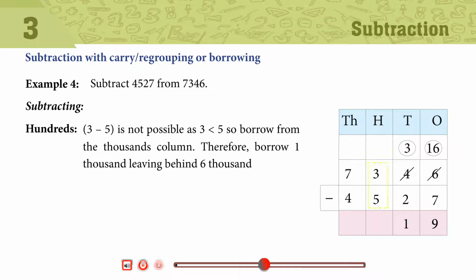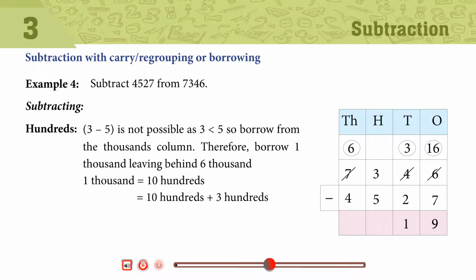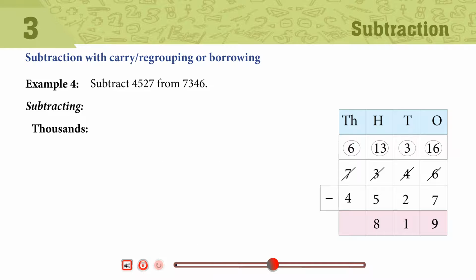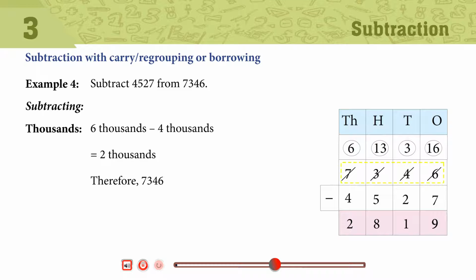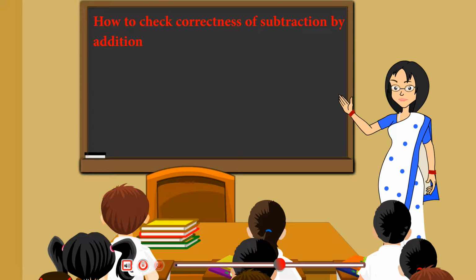Hundreds. 3 minus 5 is not possible as 3 is smaller than 5. So, borrow from the thousands column. Therefore, borrow 1,000 leaving behind 6,000. 1,000 is equal to 10 hundreds. 10 hundreds plus 3 hundreds is equal to 13 hundreds. 13 hundreds minus 5 hundreds is equal to 8 hundreds. Thousands. 6 thousands minus 4 thousands is equal to 2 thousands. Therefore, 7,346 minus 4,527 is equal to 2,819.